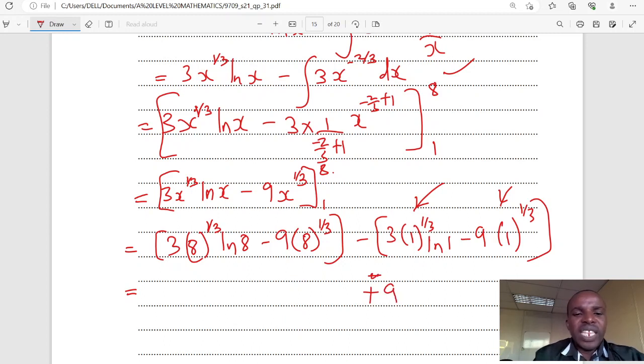Right, then on this side, 8 to the power 1/3 is 2. 2 times 3 is 6. So it's 6 ln 8. Then minus, 8 to the power 1/3 is 2, 2 times 9 is 18, plus 9. Right, so it will be 6 ln 8, then minus 9. So this will be your answer.